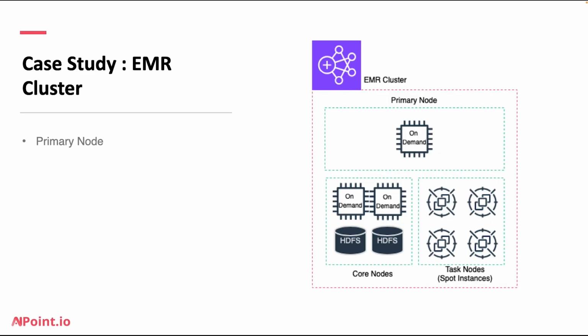The primary node, which manages the cluster by coordinating data and task distribution, tracking task status, and monitoring cluster health. The core node, which runs tasks and stores data in the Hadoop Distributed File System, or HDFS. And the task node, which solely runs tasks without storing data in HDFS and is optional in a cluster. Every cluster has at least one primary node, and multi-node clusters include core nodes with task nodes added as needed.